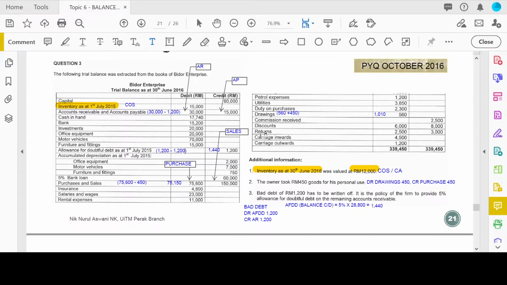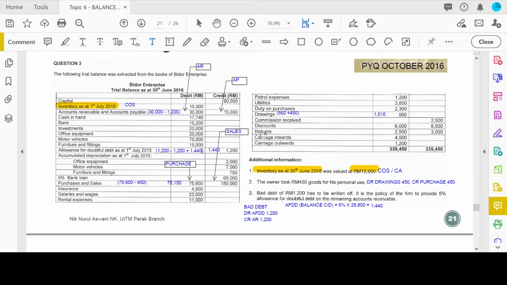Okay, so meaning that we have to add, to increase this amount. We need to increase this 0 to 1,440, because that is the balance at the end of the year. So to increase that, we have to add 1,440.